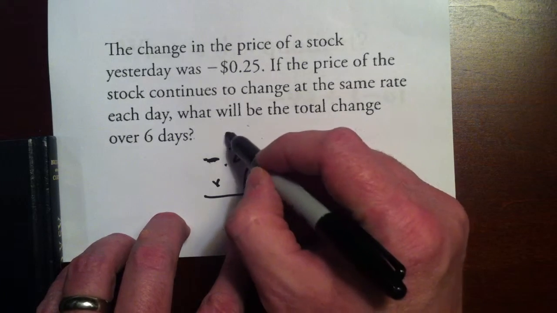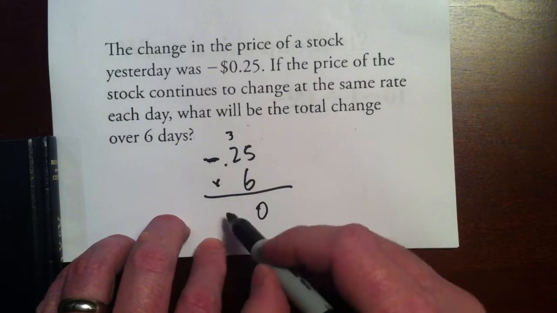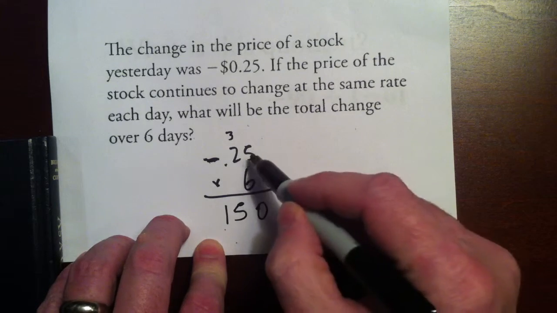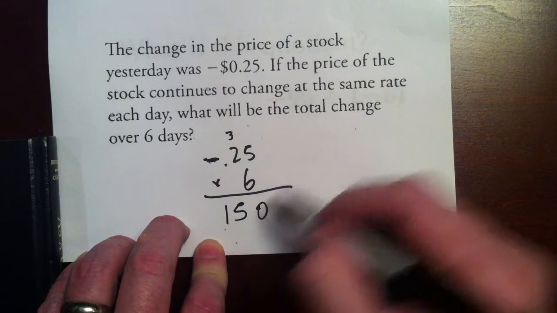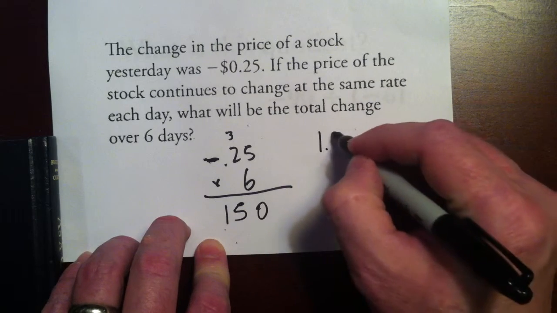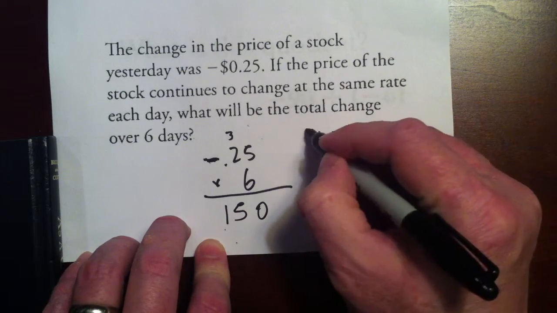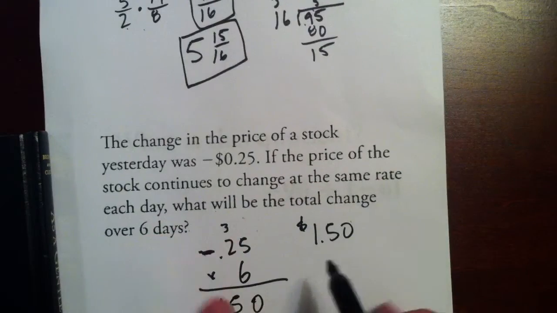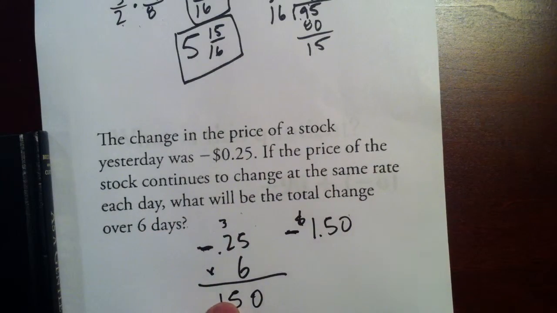That's 30, carry the 3. 6 times 2 is 12, plus 3 is 15. Okay, we have to move our decimal place over 2 times. So our answer is 1.50, or basically $1.25. Oh, excuse me, that will be negative. The change will be negative $1.50.